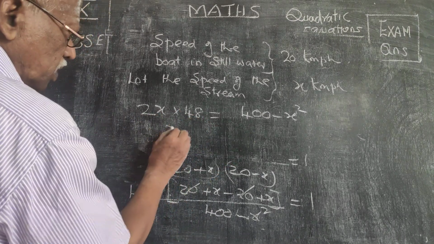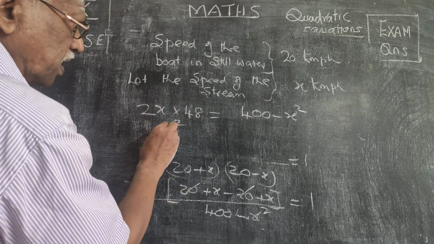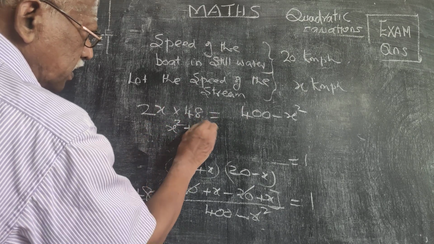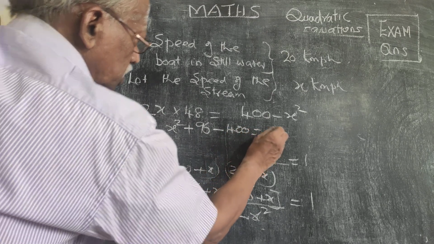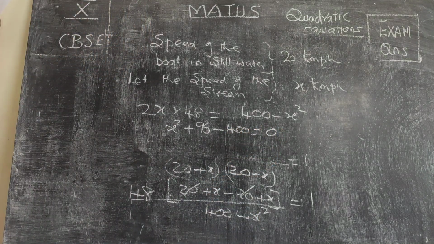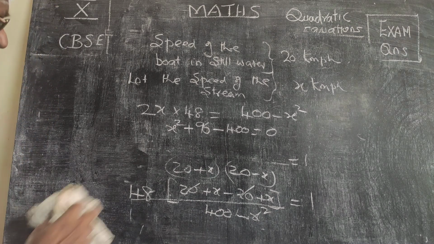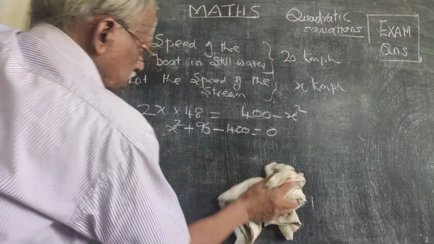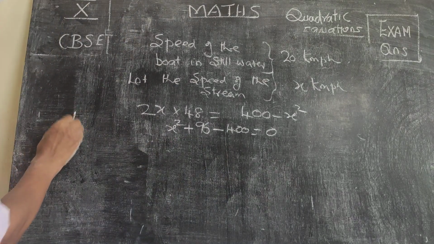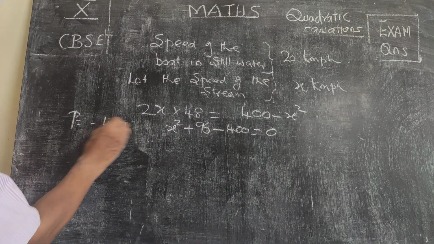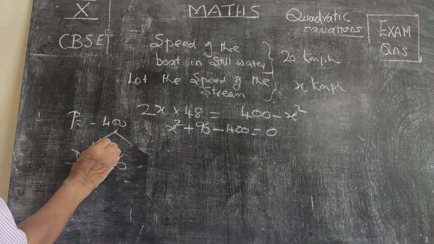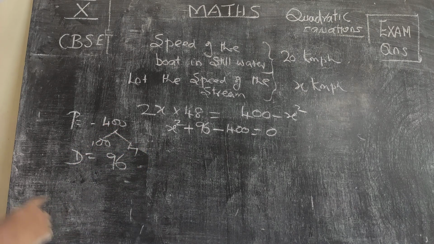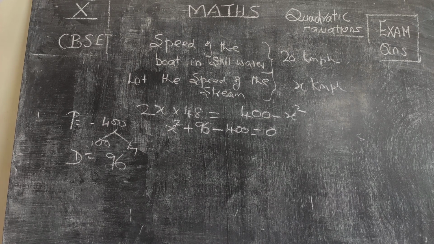So this part becomes now, taking everything to the same side, x square plus 96x minus 400 equal to 0. x square, 48 into 2 is 96, and then 400 minus. Product must be 400 minus 400. The difference must be 96. Very easy. 100 into 4 is 400. The difference between 100 and 4 is 96.